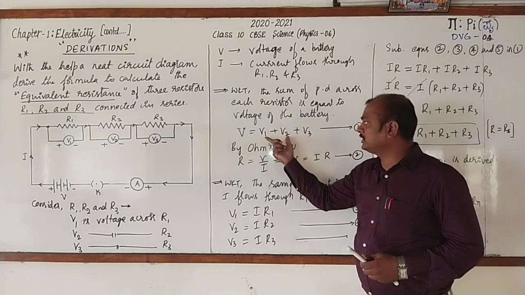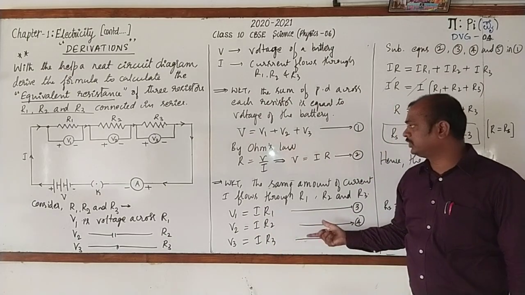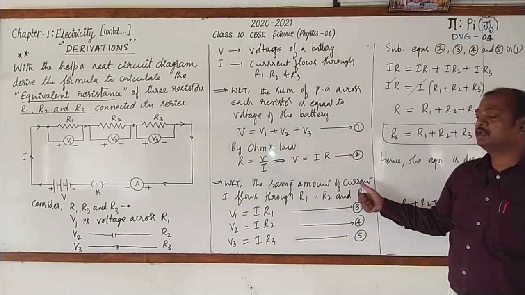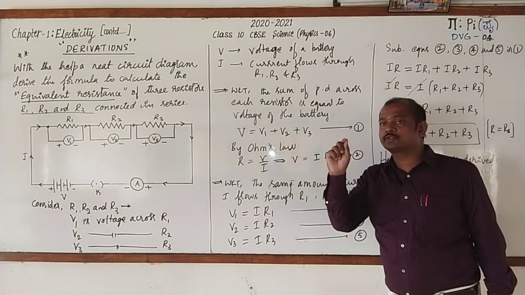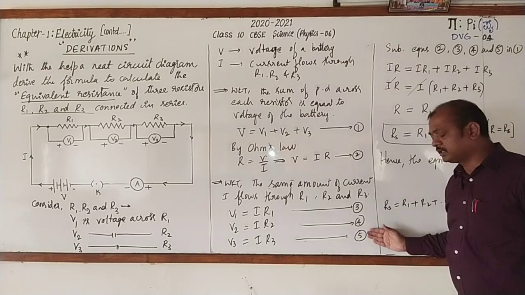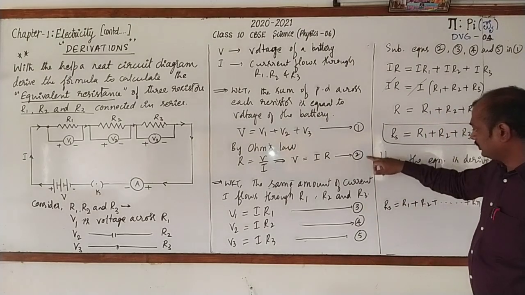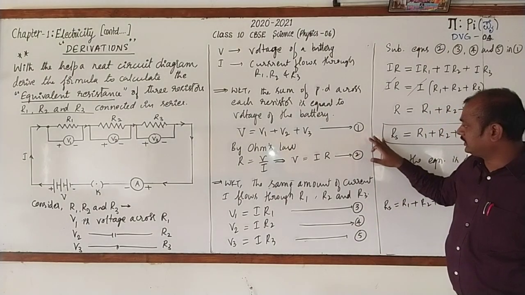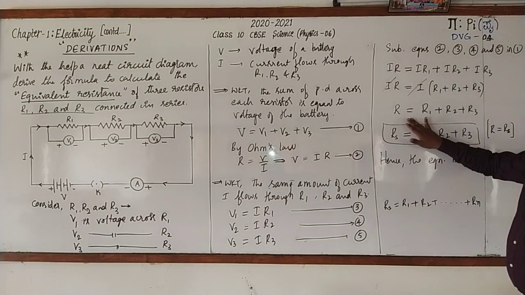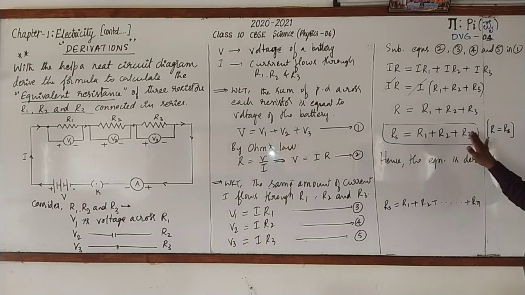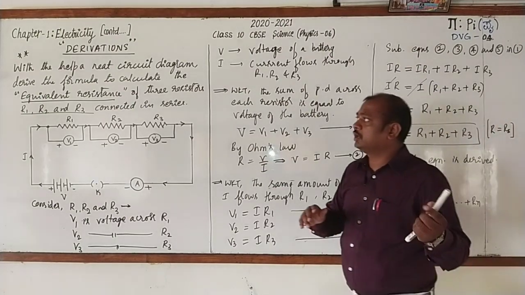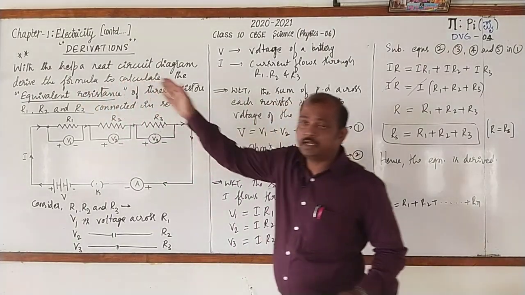Here we have voltage, so you will find voltage using Ohm's law. And this is also another important point: the same amount of electric current flows through all the 3 resistors. Then you will get other 3 equations. Total 5 equations are there. Substitute 2, 3, 4 and 5 in 1. You will get R is equal to R1 plus R2 plus R3. Please do practice. Now you may copy from there to here.